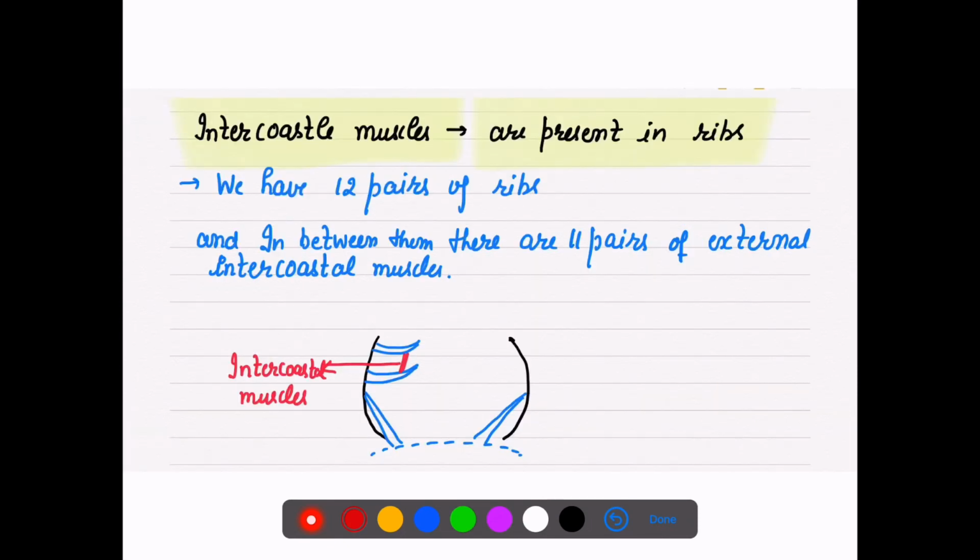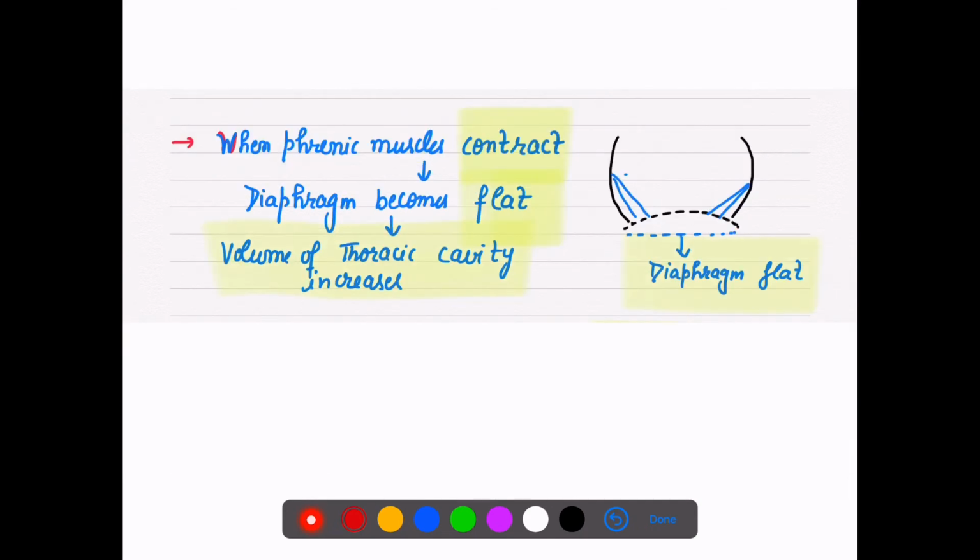Intercostal muscles are present in the ribs. We have 12 pairs of ribs, and in between them there are 11 pairs of external intercostal muscles. These are the external intercostal muscles we are going to talk about here. Now, when these phrenic or radial muscles contract, the diaphragm becomes flat.